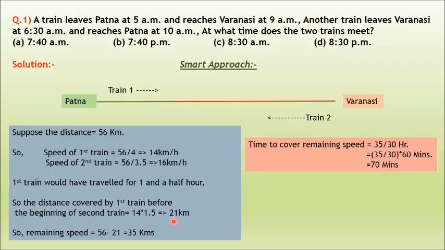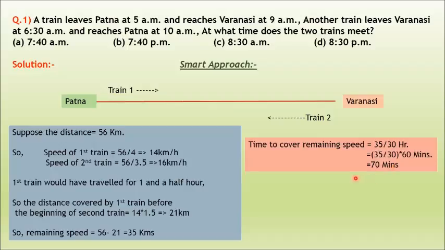So now when the second train starts proceeding, the distance that remains to be covered by both the trains would be 35 km. That will be covered by both of the trains. Now the relative speed is 30 and the remaining distance is 35, and to obtain the time we will divide the distance by the speed. That will be 35 divided by 30, and to obtain the time in minutes we will multiply it by 60. So the result will be 70 minutes. So after the start of the second train, it will take 70 minutes.